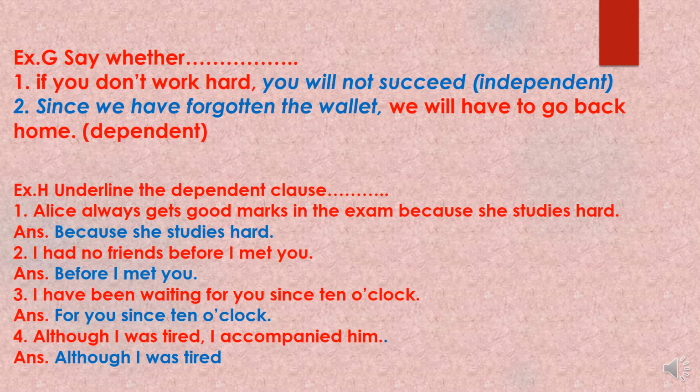rest of the sentence. A dependent clause always has a subordinating conjunction, and you can see that clearly here: we have the subordinating conjunctions since, although, before. So because, before, since, although, all these are subordinating conjunctions.